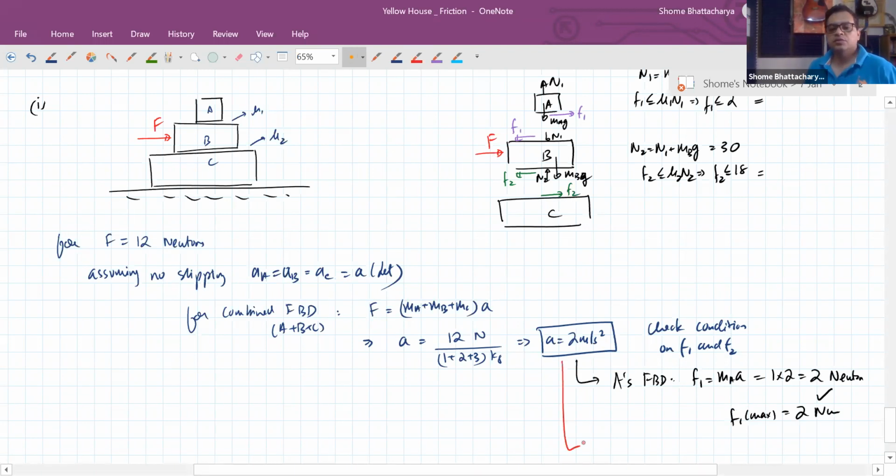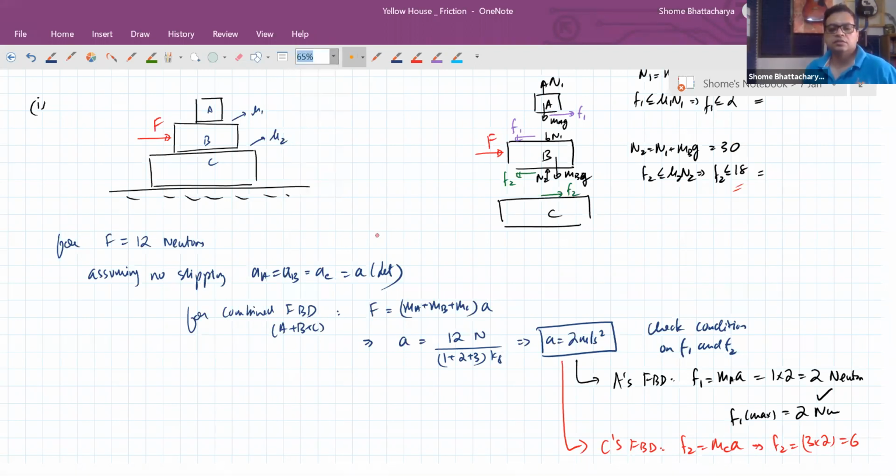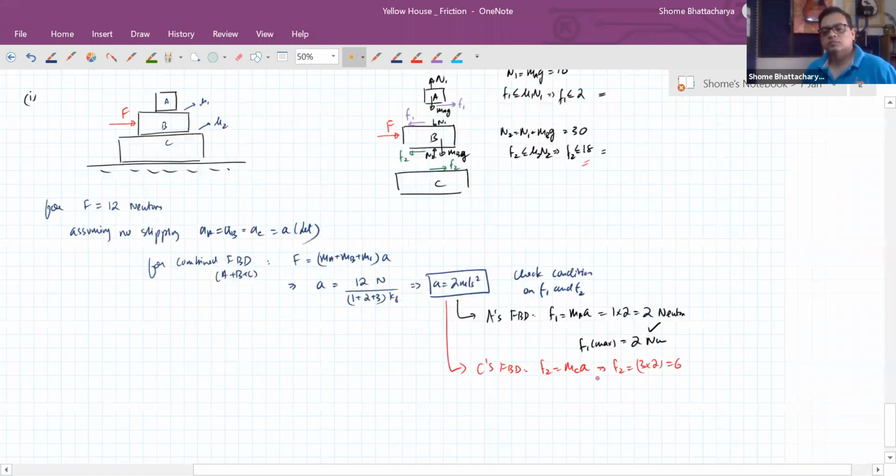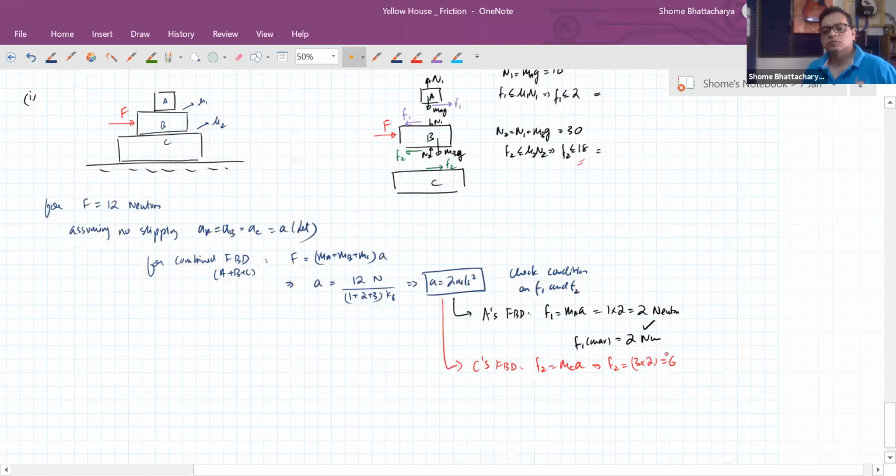Next, we also apply this to C's free body diagram. In that you can see F2 will be mass of C into a. So F2 required will come out to be, mass of C was 3 kilograms and the common acceleration is 2. So we require 6 newtons of friction, and what is available to us is much more, up to 18 newtons. So this condition is also satisfied. So this is also correct.